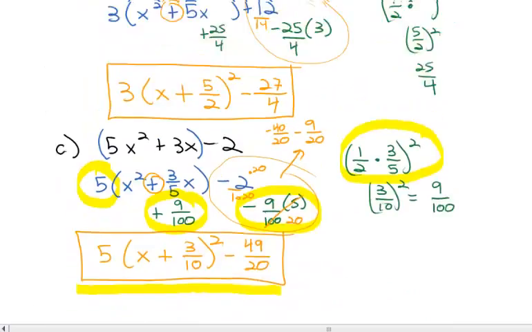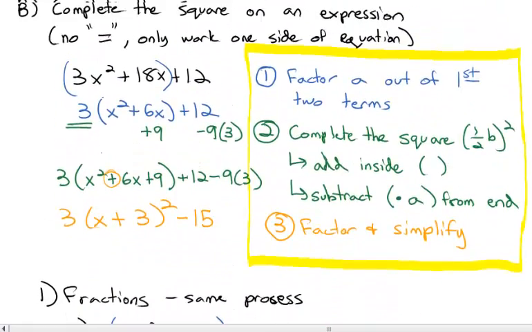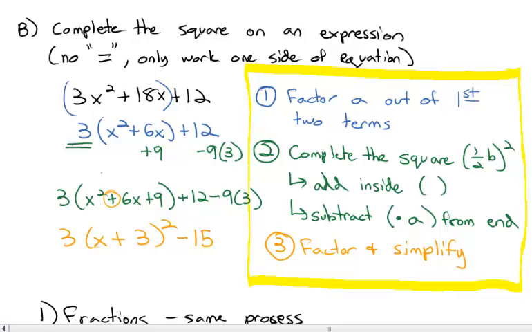So by way of review, we've got 3 steps that we're working through to complete the square on an expression. Every problem is exactly the same. We'll factor a out of the first 2 terms. Then we complete the square by finding 1/2 of b and squaring it, adding inside the parentheses, subtracting times a from the end to stay balanced, and finally we factor and simplify.